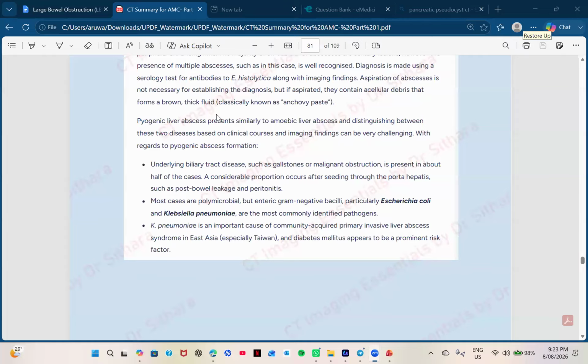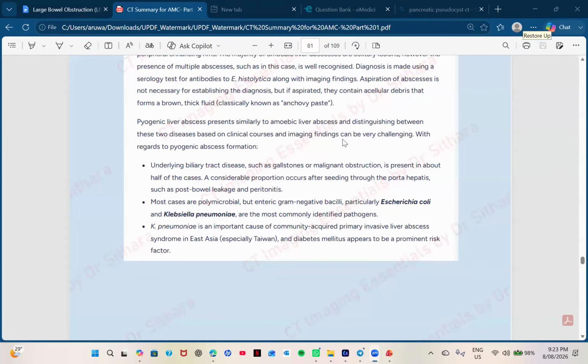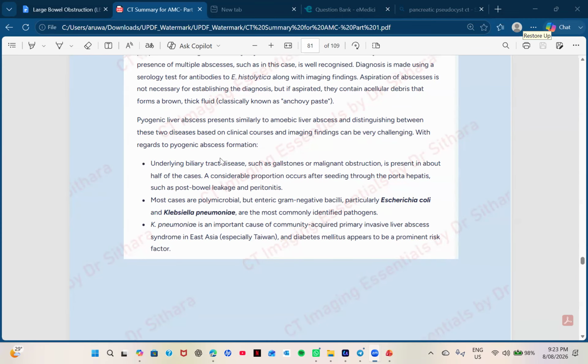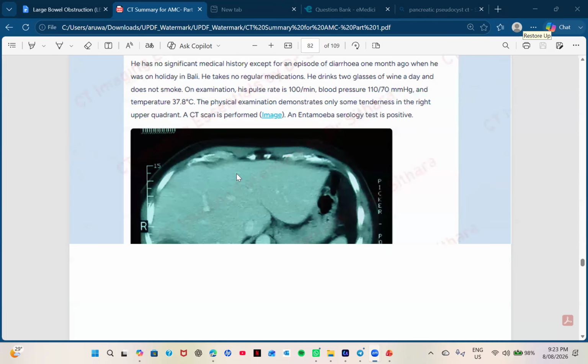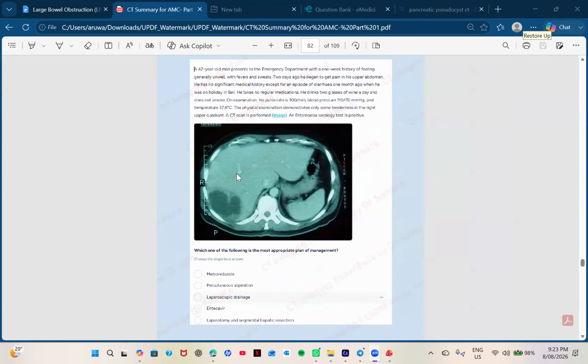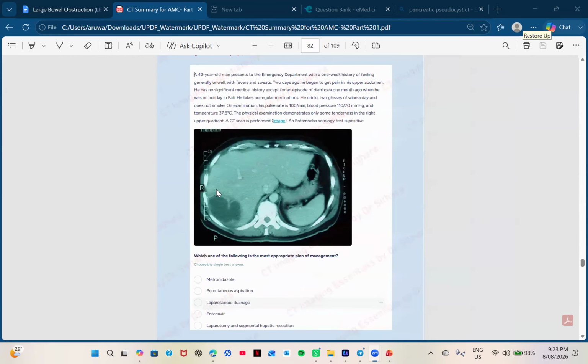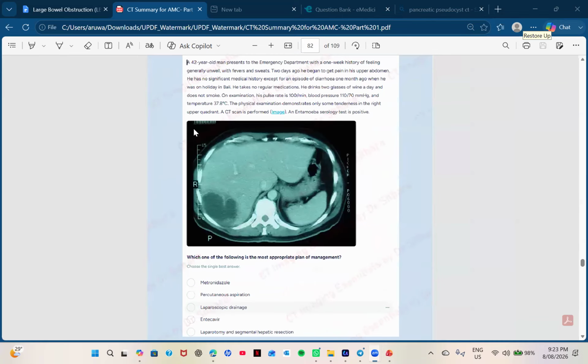And here, why not pyogenic liver abscess? Distinguishing between amoebic and pyogenic liver abscess based on the clinical course and imaging findings can be very challenging. Okay, here is the next question. What do you think? What do you think about this?